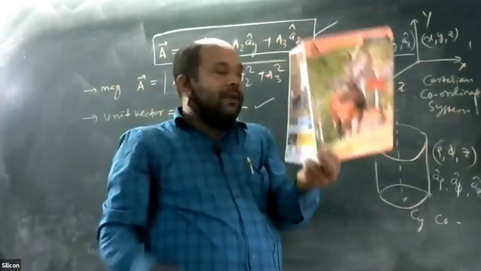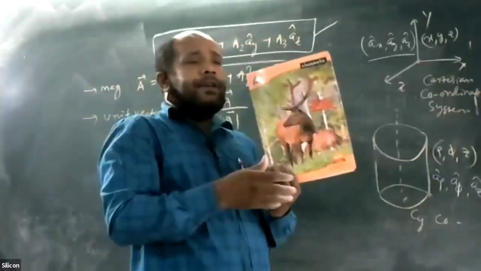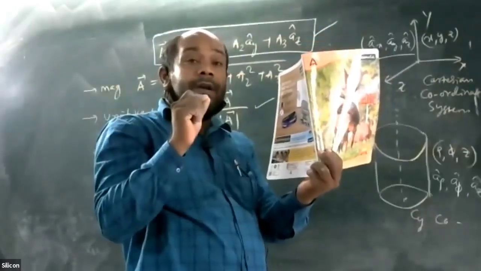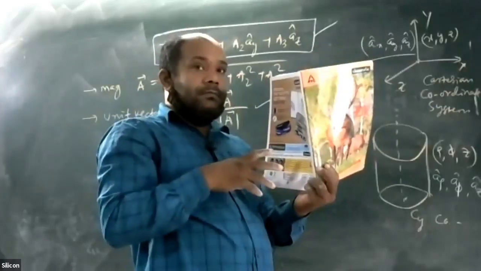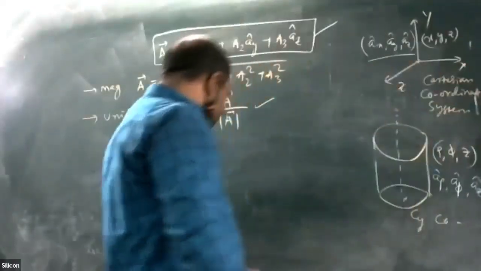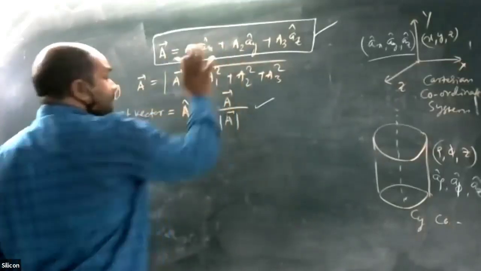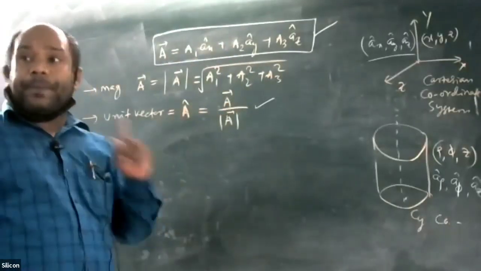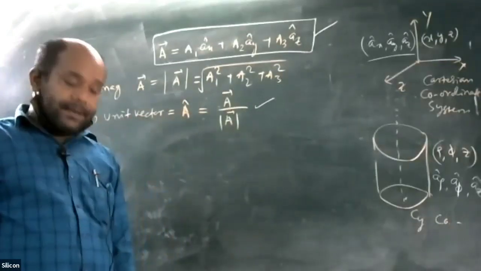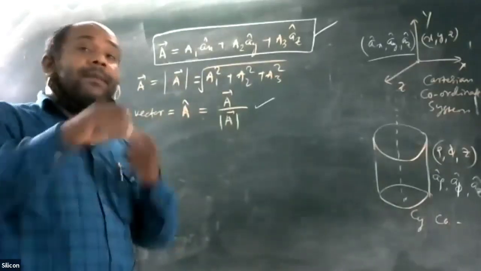All of you see here, all the three axes. The x-axis, y-axis and z-axis are perpendicular to each other, or orthogonal to each other. If you want to represent a vector in the Cartesian coordinate system, we should have a basis set. What is the basis set? A set in which all the elements are orthogonal to each other.